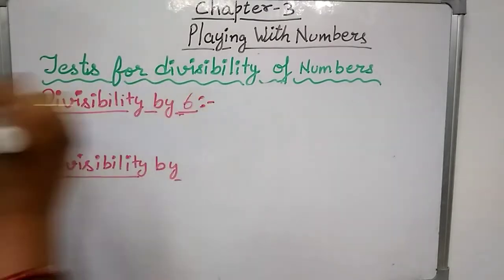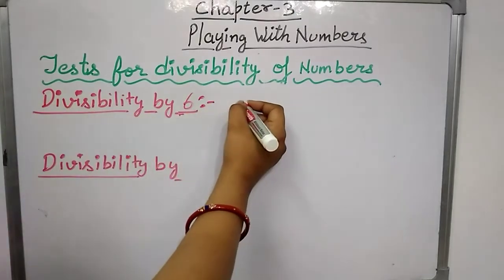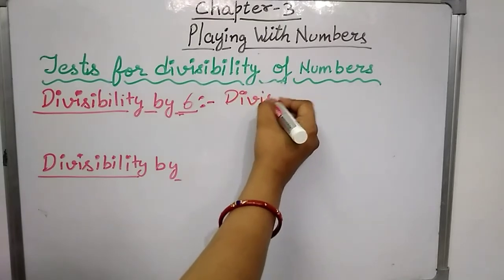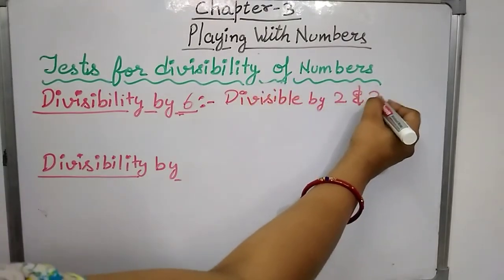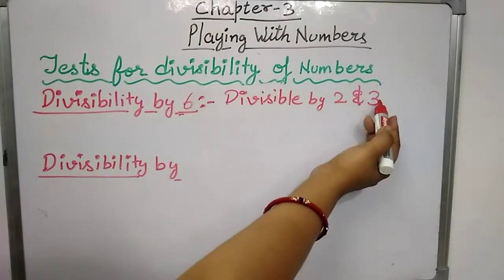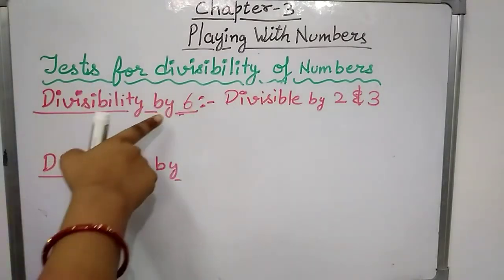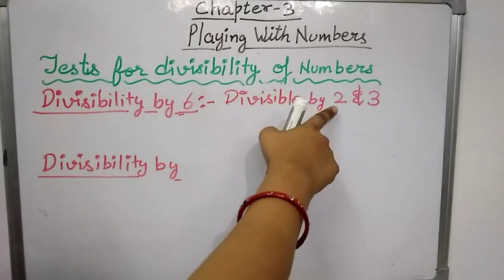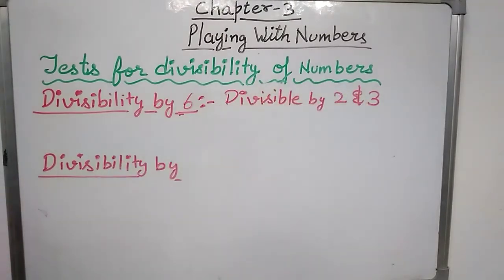For checking divisibility by number 6, the given number should be divisible by number 2 and number 3. If the given number is divisible by number 2 and number 3, that can be divisible by number 6. So in this test, we need to check for the divisibility of number 2 and divisibility of number 3.